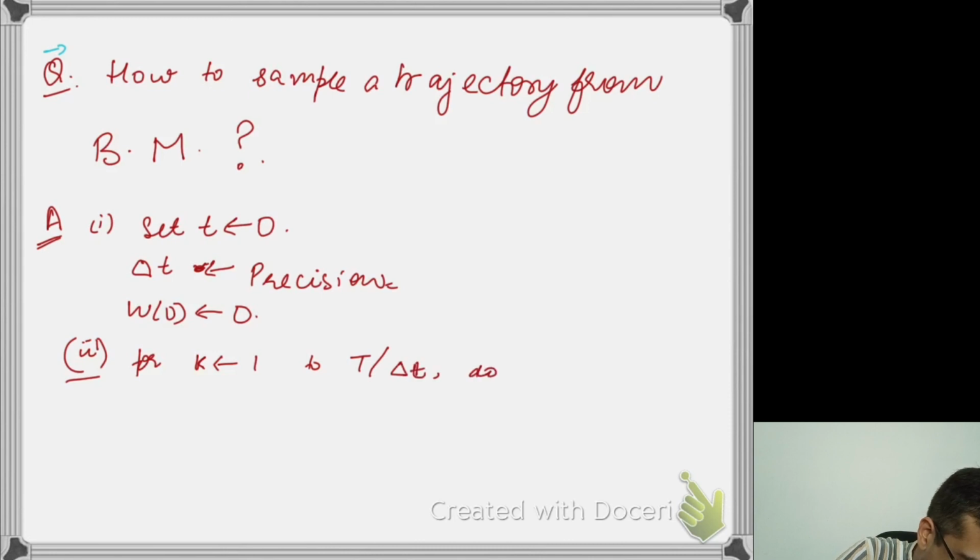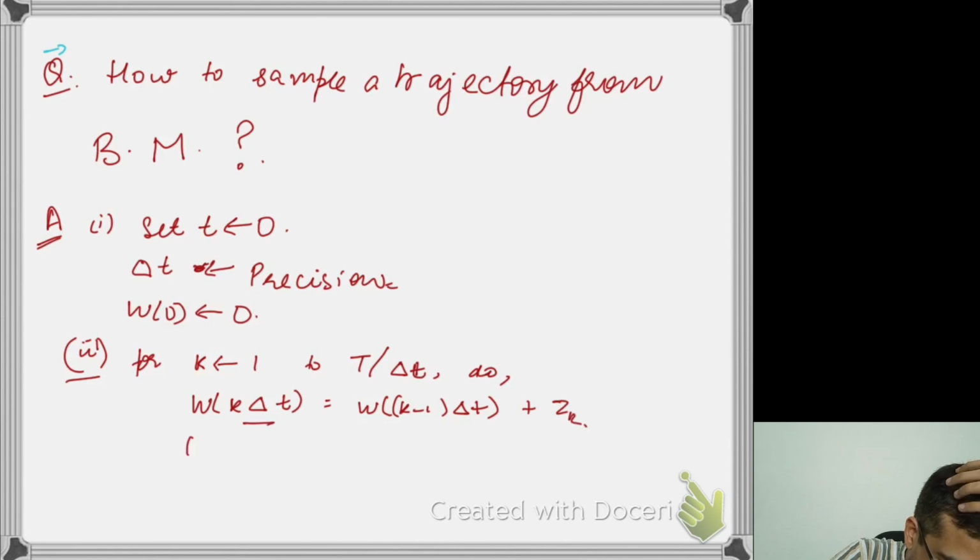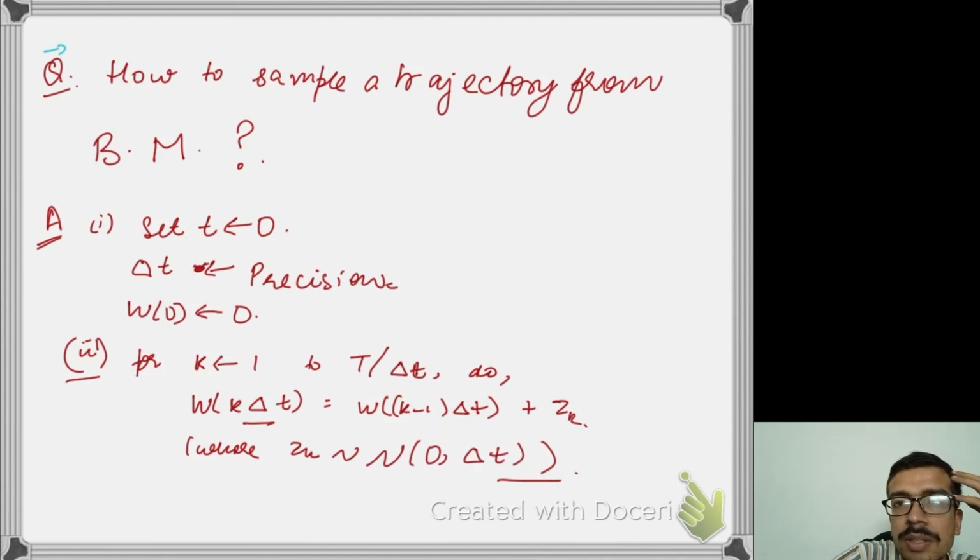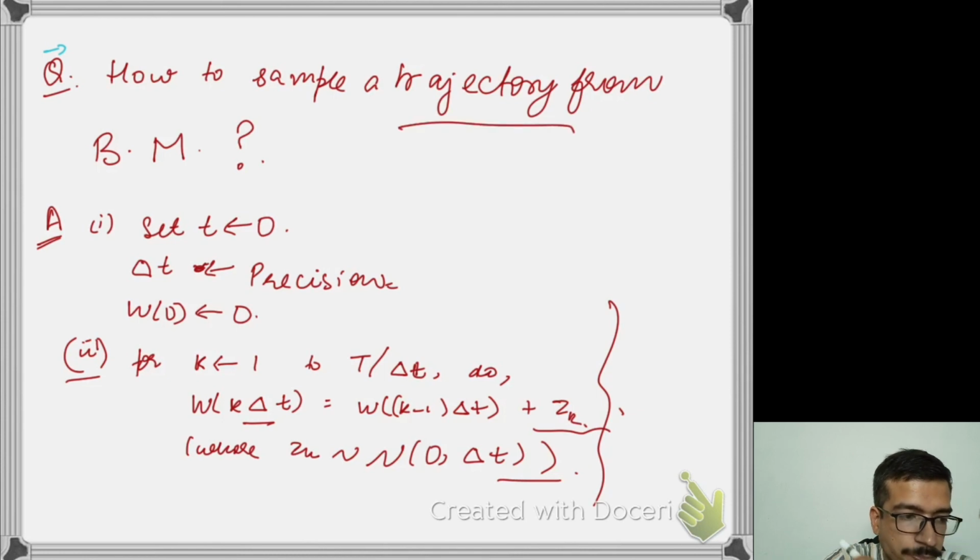W at k times delta t equals W at (k minus 1) times delta t plus some Z_k, where Z_k is normally distributed with mean 0 and variance delta t. So at every step I sample a fresh Z_k and add it to a cumulative sum. This gives me one instance of a trajectory from this Brownian motion.